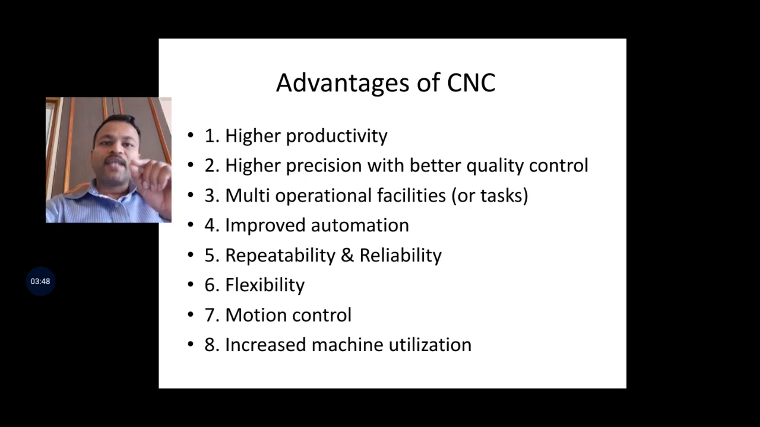The meaning of accuracy I told you in the last class: it is the degree of closeness to a true value. So what does precision mean? Every time and always it will give the same value. Component number 1 is 10 mm diameter, component 2 is 10 mm, component 3 is 10 mm. So every time it will give 10 mm only. There is no less than 10 mm or more than 10 mm. Whenever you measure, it will give the same value. That is called precision. So this CNC will always have high precision with better quality control.